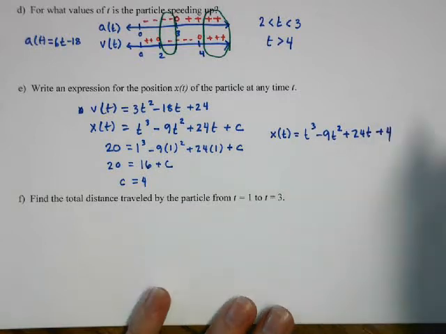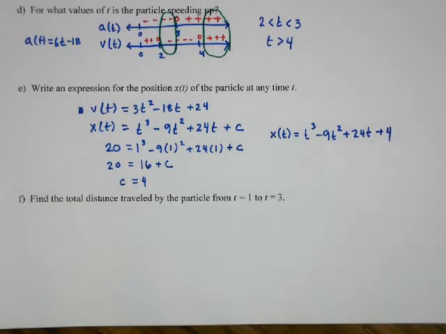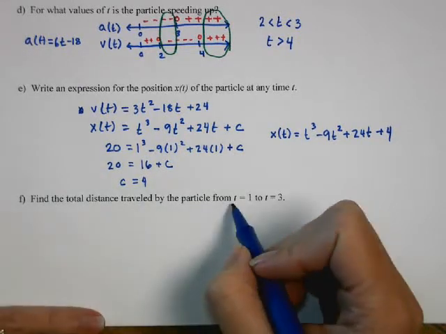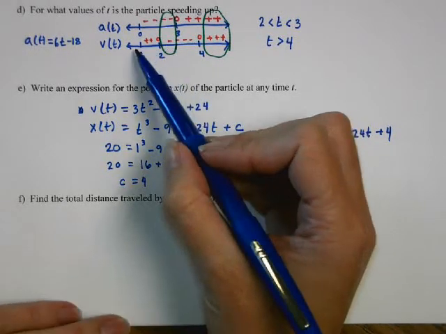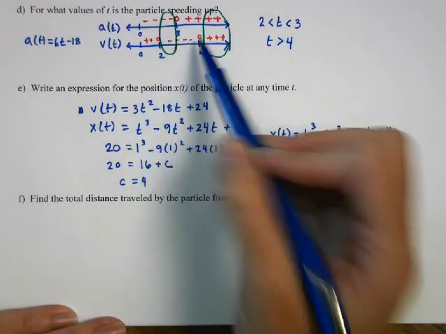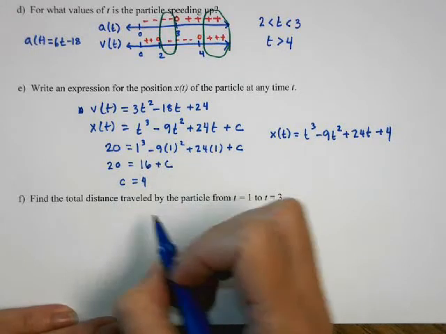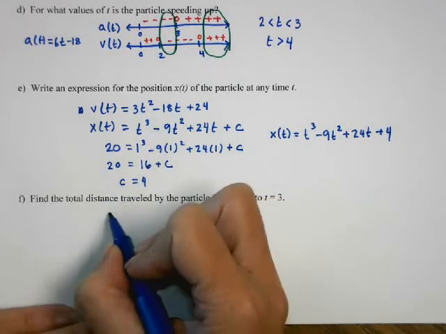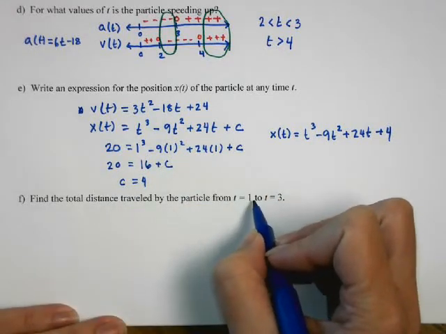To find the total distance traveled from 1 to 3, always consider the velocity. Is it moving to the left? Is it moving to the right? Does it change? From 0 to 2, it's moving to the right, and from 2 to 4, it's moving to the left. So it's moving to the right from 1 to 2, and it's moving to the left from 2 to 3.